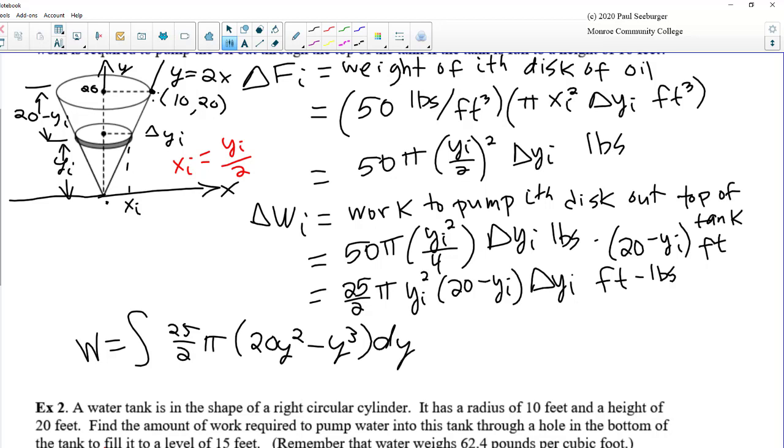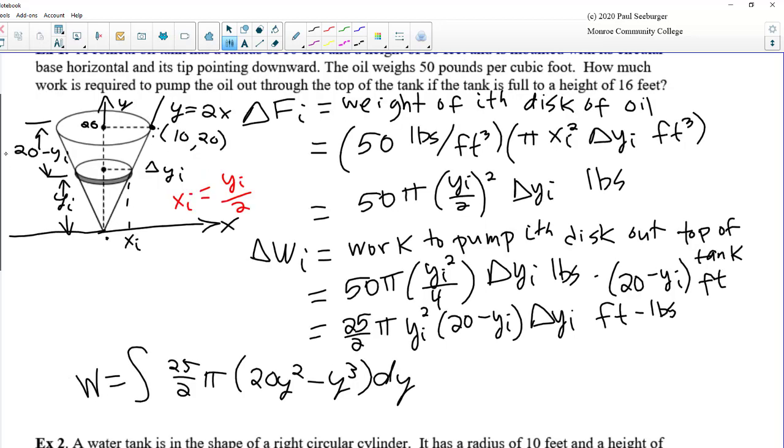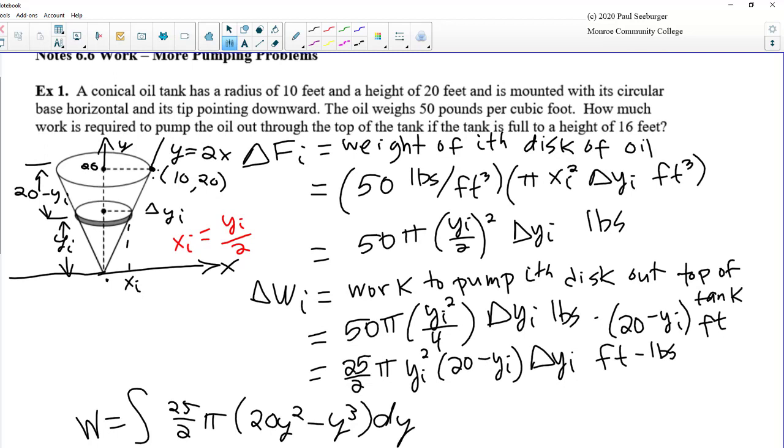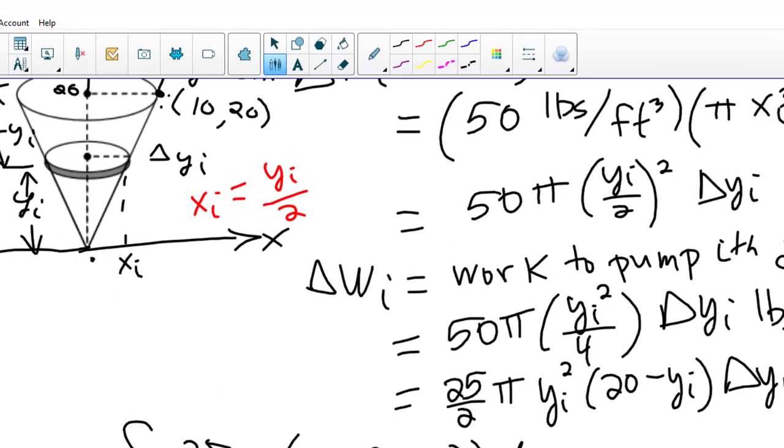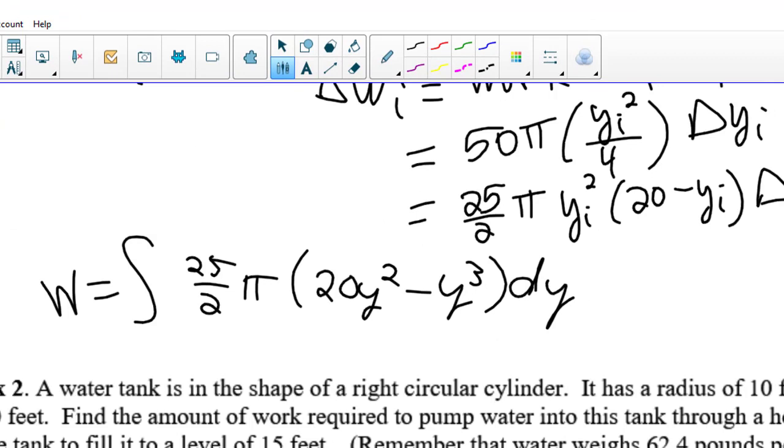And the limits of integration here, let's see. Are we pumping the whole thing out or just part of it? We're pumping it through the top of the tank. The tank is only filled to a height of 16 feet. So we're going to be integrating from 0 to 16. Okay, so we've got it set up.